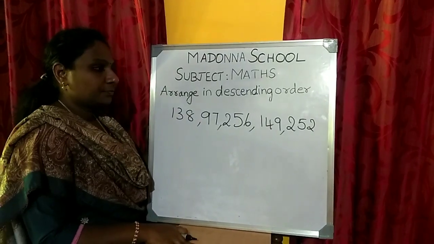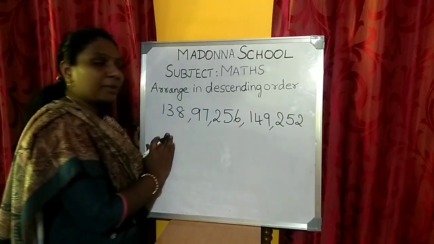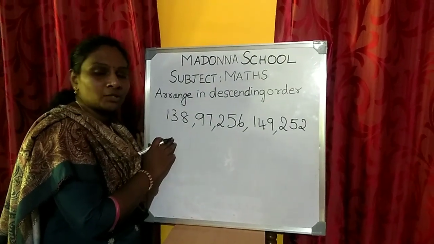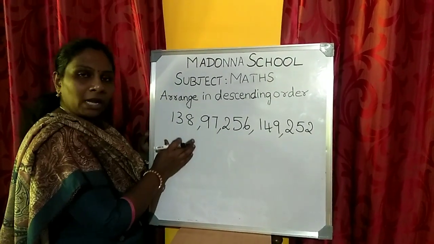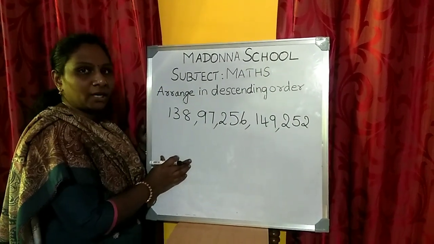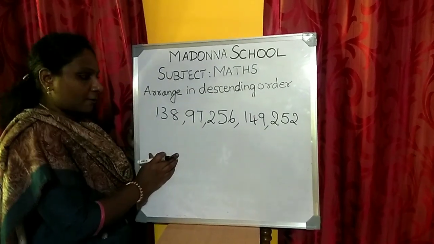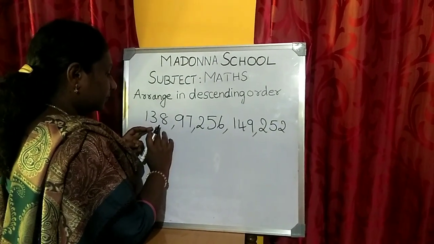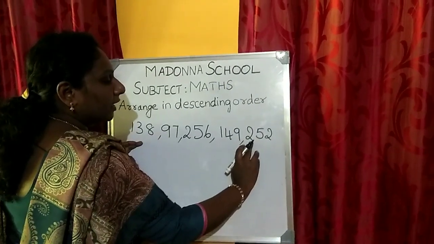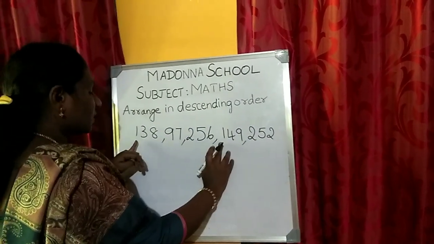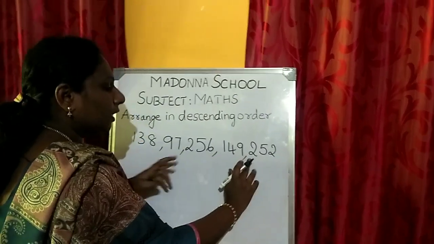Okay, next. We'll see the next example, children. We have to arrange these numbers in descending order. Descending order means what, children? From the bigger number to the smallest number. So the bigger number should come first. What is the first step, children? You have to compare the digits. So bigger number means the 3-digit number should come first. Okay. See here 138, 256, 149 and 252. With these 4 numbers, the first digits are 1, 2, 1 and 2. Which is big? 2 is bigger.